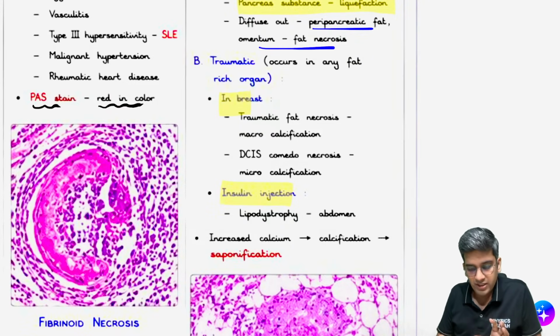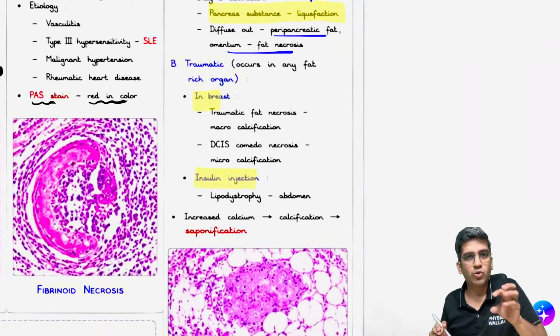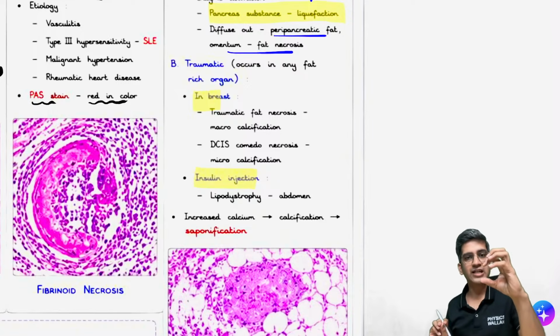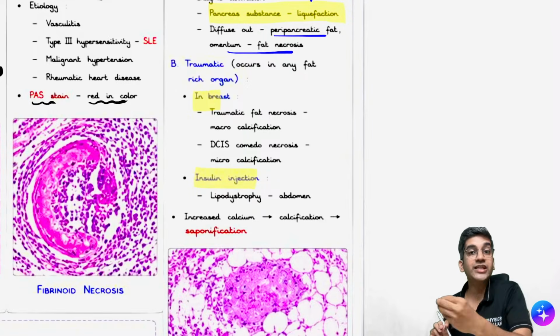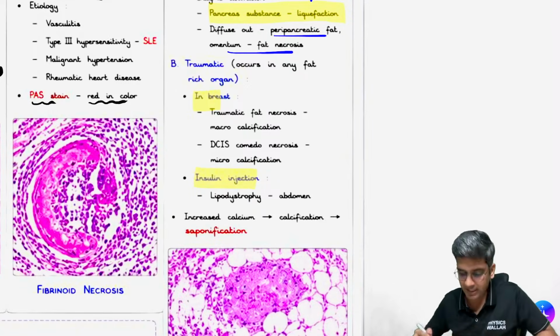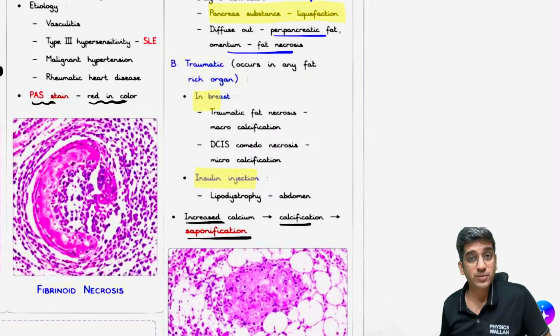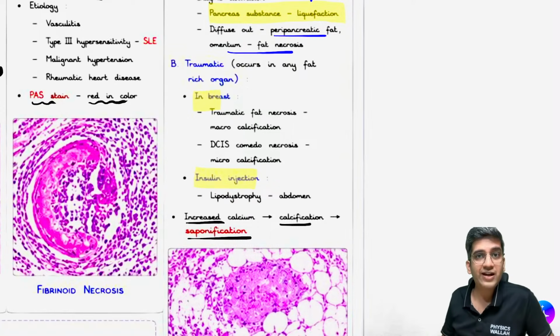For some unknown reason, this is the place where Robbins talks about saponification. When I have fat necrosis, I have necrosed fat, the free fatty acids along with calcium, which is the most common ion in cell death, right? Both of them will bind and cause saponification. Saponification is a process which will happen in fat necrosis.